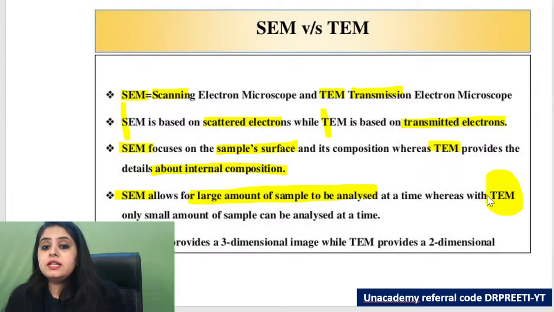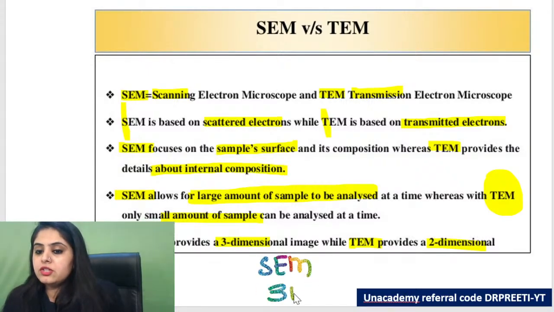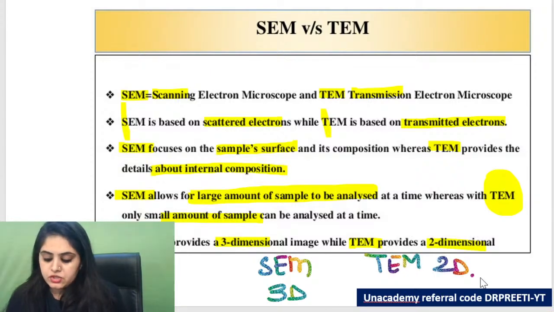So transmission electron microscope will end up making you study less amount, right? So less amount of sample will be analyzed. Lastly, TEM provides you a two-dimensional image and SEM provides you a 3-dimensional image. Remember, SEM provides you a 3-dimensional image and TEM provides you a 2-dimensional image.